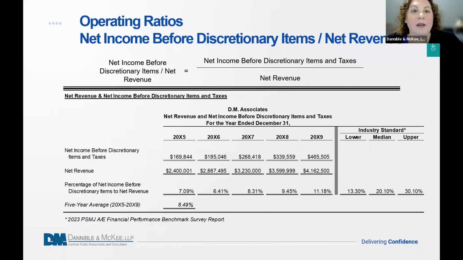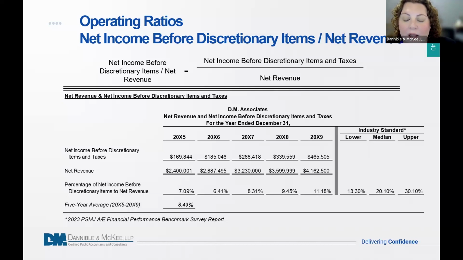All right, so net income before discretionary items divided by your net revenue. So this is your net income before discretionary. So that's before your bonuses and profit sharing, dividing that by net revenue. So what does this ratio look like in comparison to industry standards? So are other firms making more money compared to you, not factoring in any discretionary items that are particular to your firm? So you can see this firm's running at 11%, industry standards at 20.